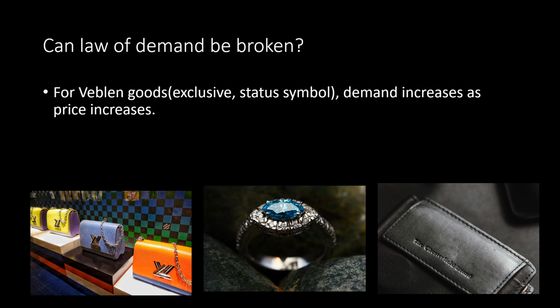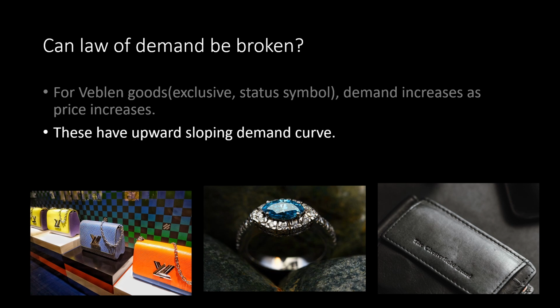So Veblen goods are goods that are exclusive or act as status symbols. So status symbols are generally objects that signify an owner's high social and economic standing. Now these have upward sloping demand curve, whereas as we saw, a usual demand curve has a negative slope.